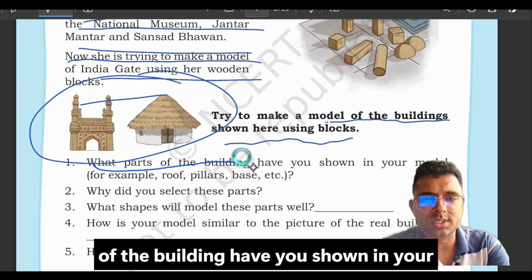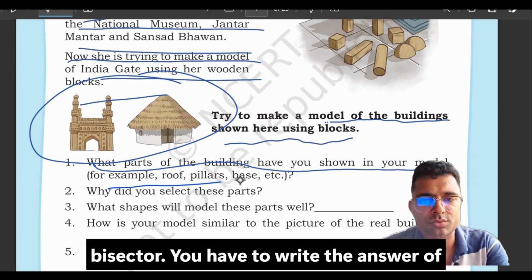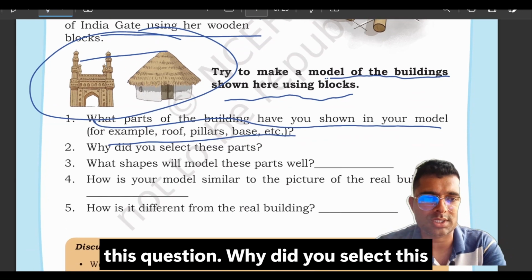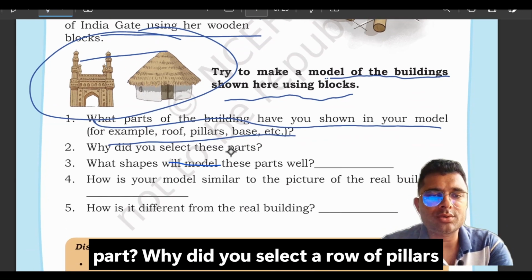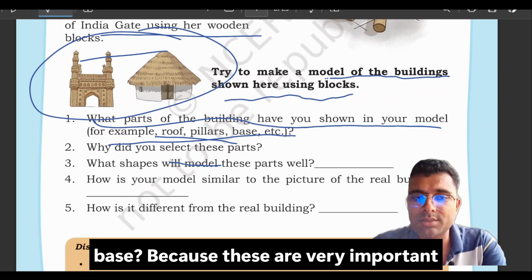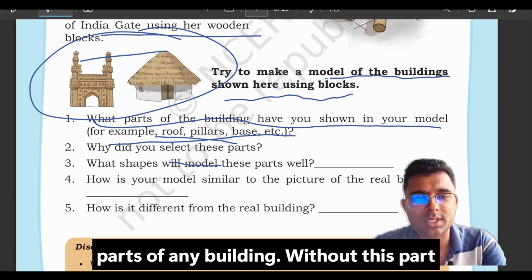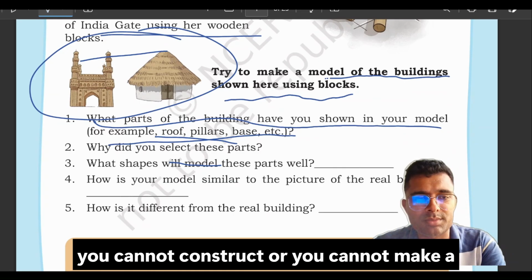What part of the building have you shown in your model? For example, roof, pillars, base, etc. You have to write the answer to this question. Why did you select this part? Why did you select roof, pillars, base? Because these are very important parts of any building. Without these parts you can't construct or make a model of any building.